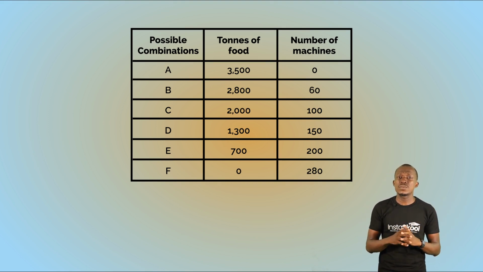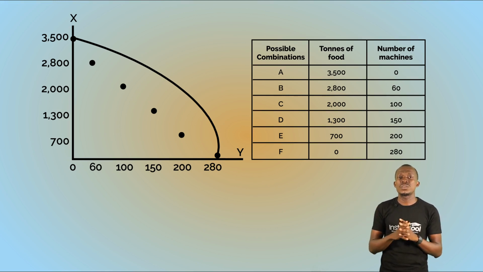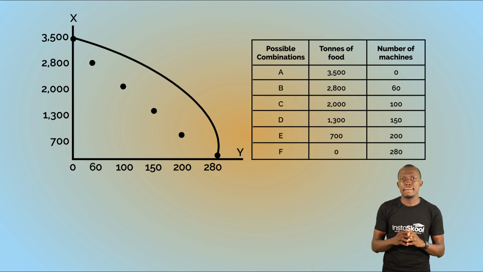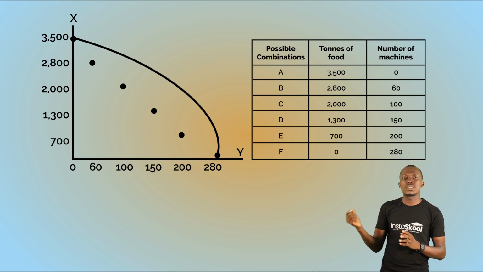So to plot this, we are first going to put the scales on a graph. So we prepare a graph and put the scales 3,500, 2,800, 2,000, down to 700, then 0. And then on the y-axis, which represents machines, we put the scales as well, starting from 0, 60, 100, etc.